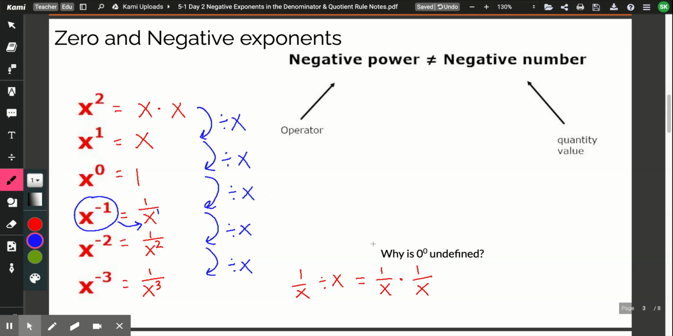Now let's answer this question. So why is 0 to the 0 power undefined? Well, we know that when we have 0 to the first power and we expand that out, it would be just a single 0. So to figure out what 0 to the 0 power is, I would need to divide by 0. But wait, is it possible to divide by 0 in math? No, it's actually impossible to divide by 0, like you all learned before. And that's why 0 to the 0 power is considered undefined.